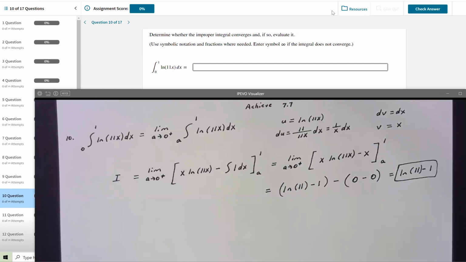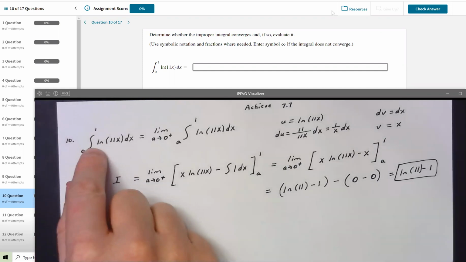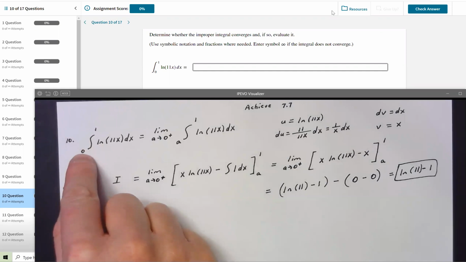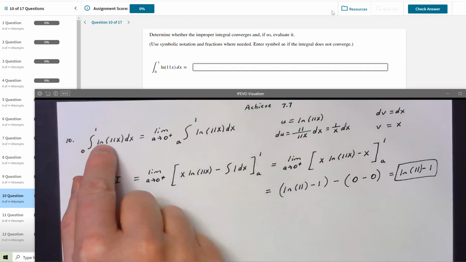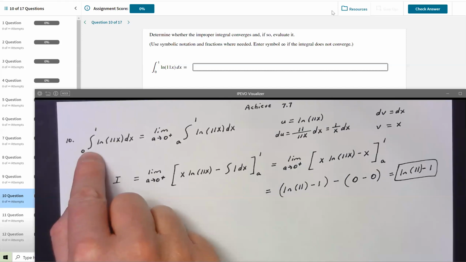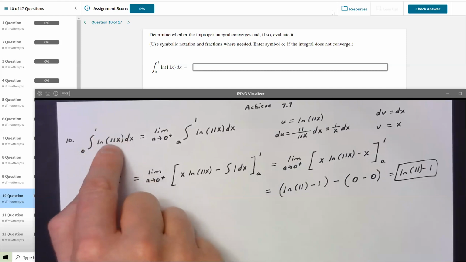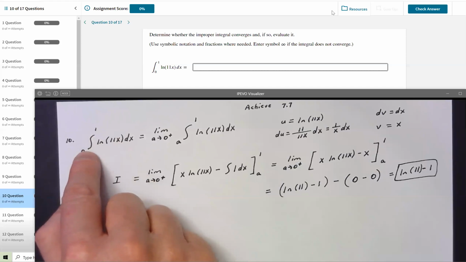And you can quickly see why it's an improper integral, because the function on the inside of the integral does not exist at the lower limit of integration. If you tried to plug in a 0, the natural log of 0 is undefined. But that's okay in this problem because we're simply finding the area between 0 and 1. It doesn't matter that the function doesn't exist at 0.